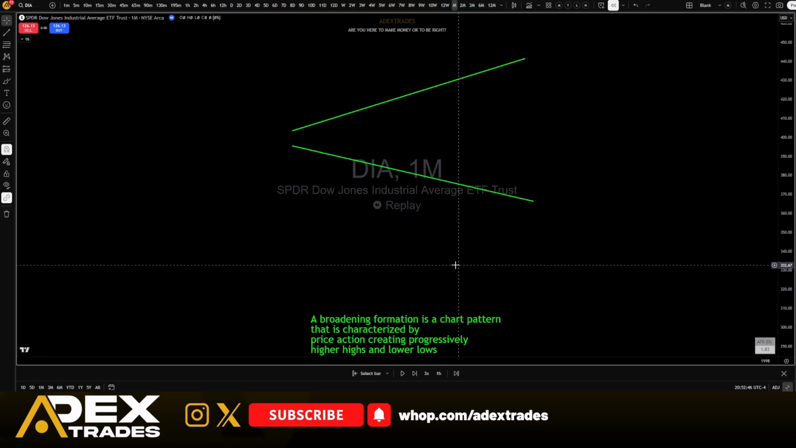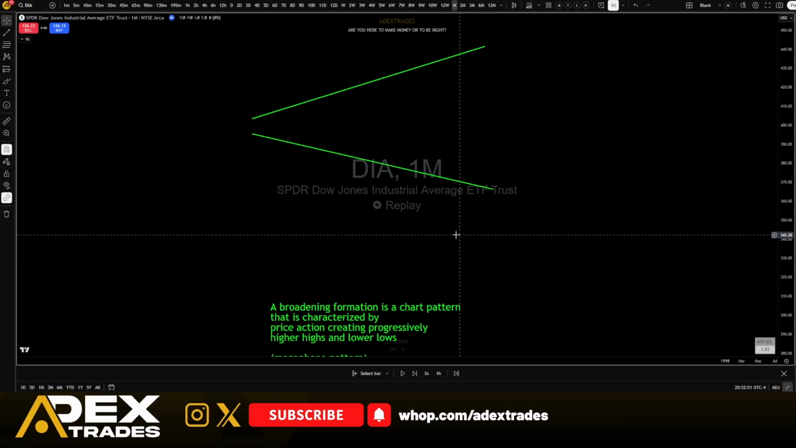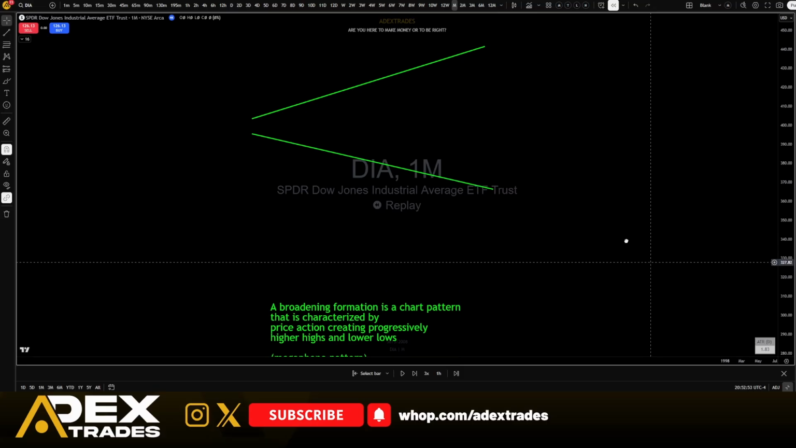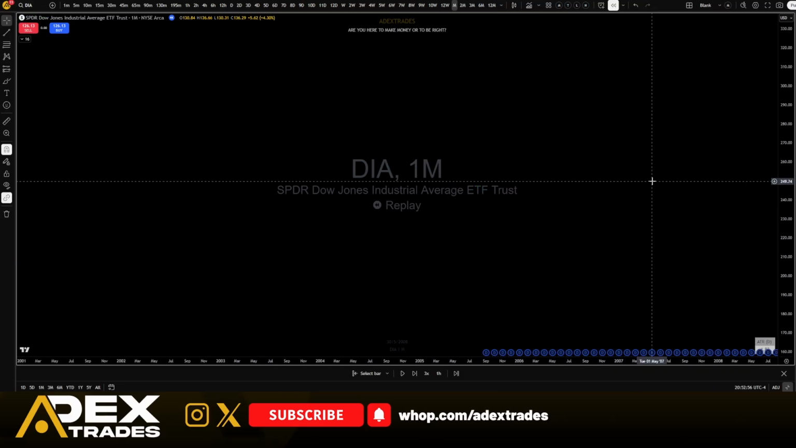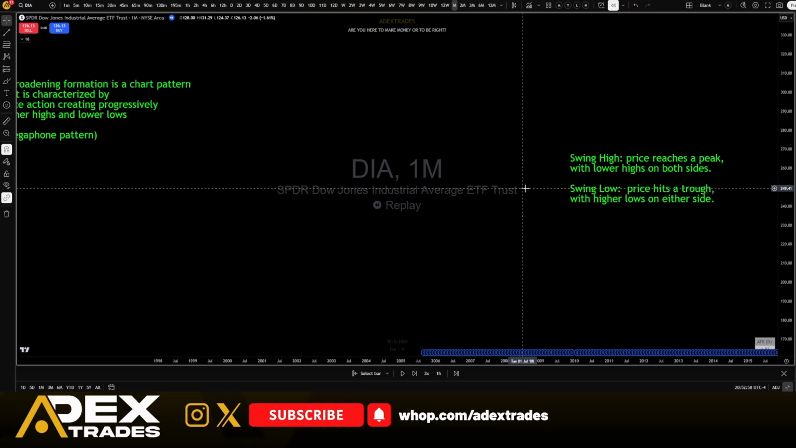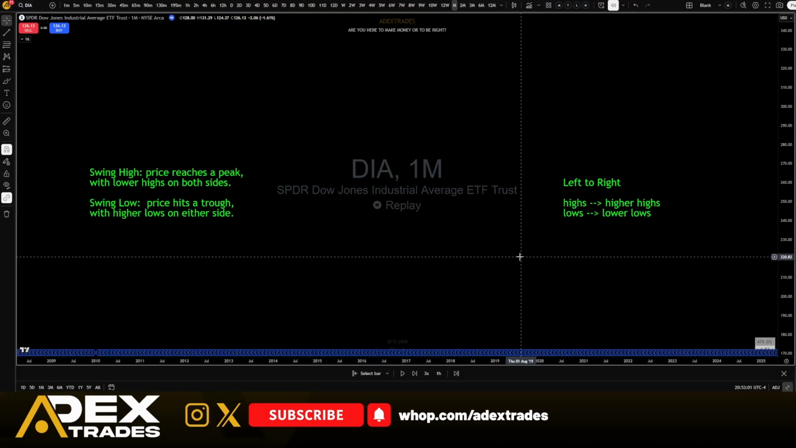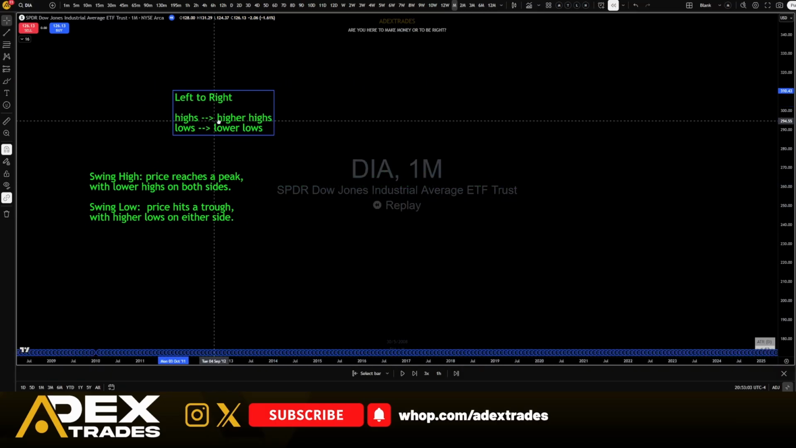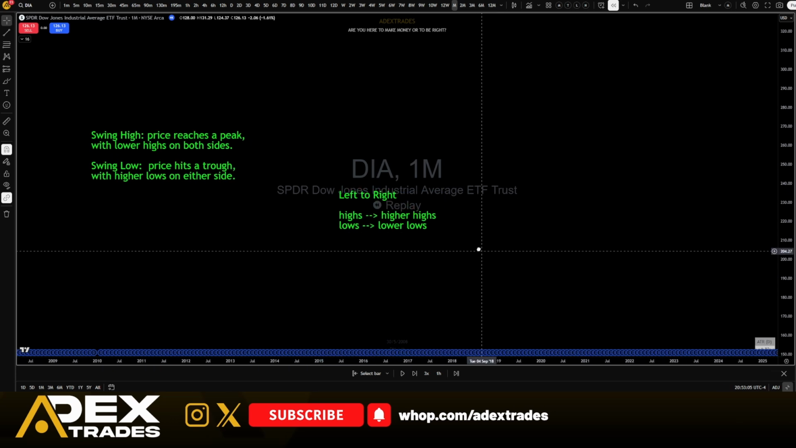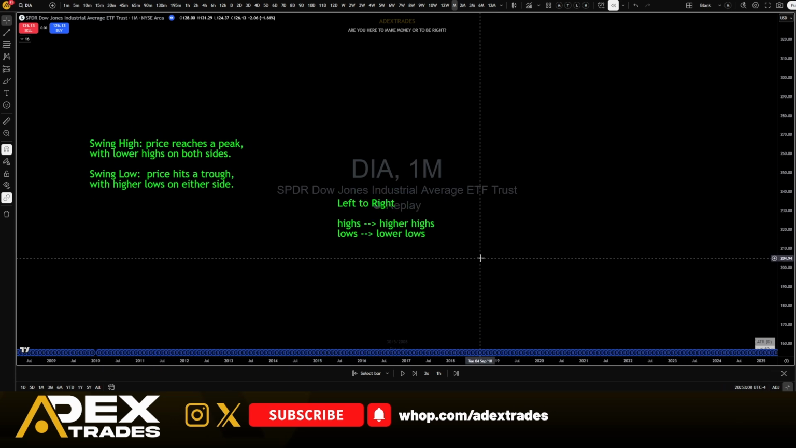Now, when it comes to drawing broadening formations, what helps me is that I say they should be drawn from left to right, from highs to higher highs. We read price from left to right, we read words, a book, a newspaper from left to right. Charts are supposed to be read from left to right. So if we're drawing broadening formations, I particularly draw them from left to right.